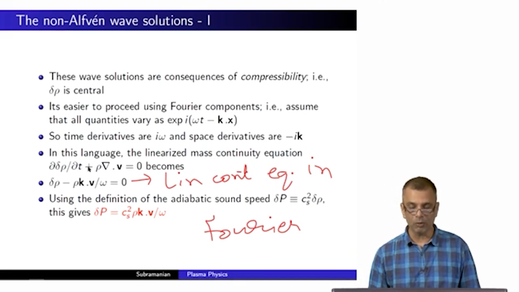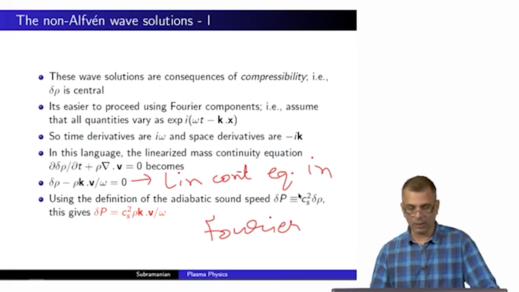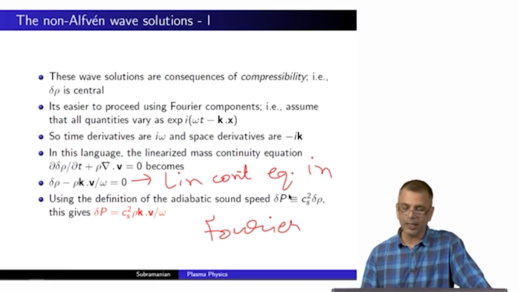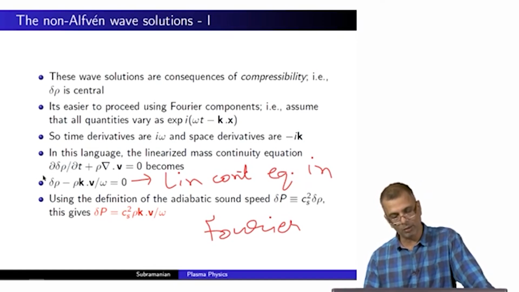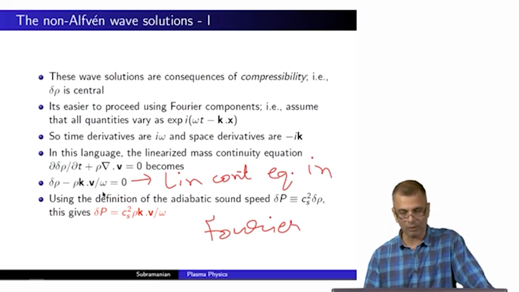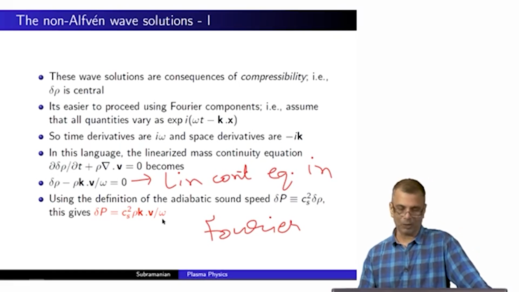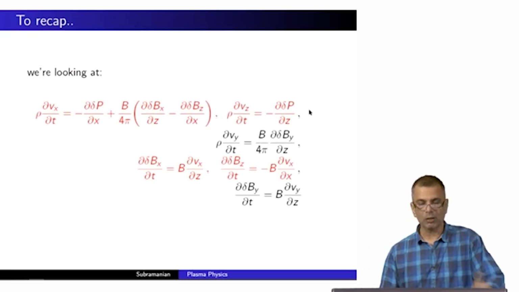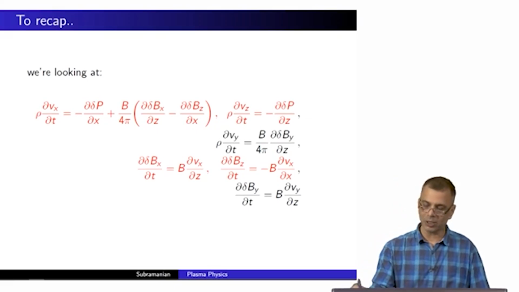Instead of delta rho, if we prefer to write things in terms of delta p, then you have to invoke the sound speed. So this is the same as this, except you have now invoked the sound speed to eliminate the delta rho in favor of delta p. So this again is the same equation, the linearized continuity equation in Fourier language. Okay. So, just to recap, we are looking at the same system of equations.